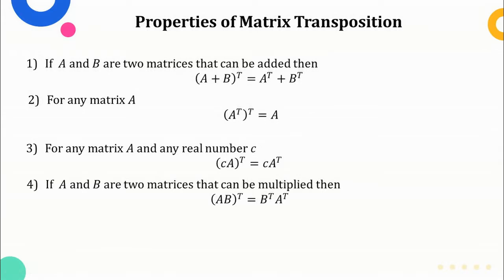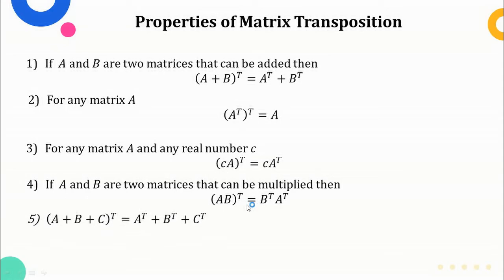So from properties 1 and 4, you can see the difference. For the addition of two matrices, the transpose is A power T plus B power T. But for matrix multiplication, when transposed, the positions change to B power T times A power T.